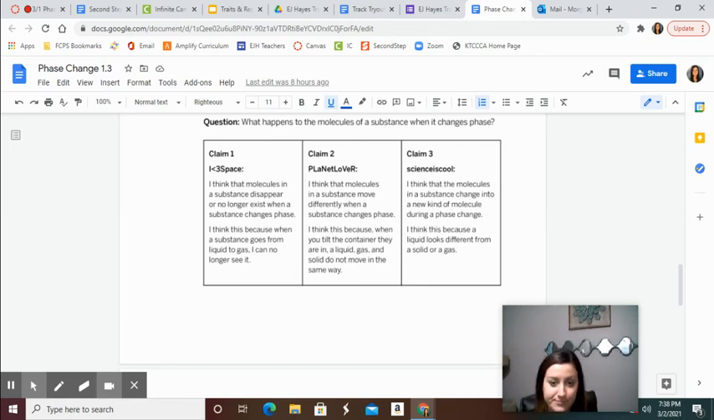Yes or no? Claim 2, they think the molecules in a substance move differently when a substance changes phase. They think this because when you tilt the container they're in, a liquid, gas, and solid don't move in the same way. Okay. And then the last one is that they think the molecules in a substance change into a new kind of molecule during phase change. And they think this because liquid looks different from solid or gas. So which of those 3 claims do you agree with the most?